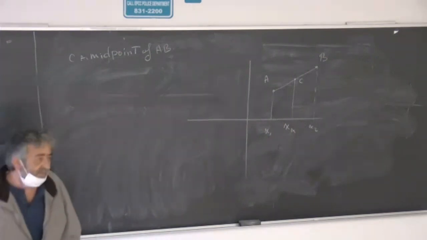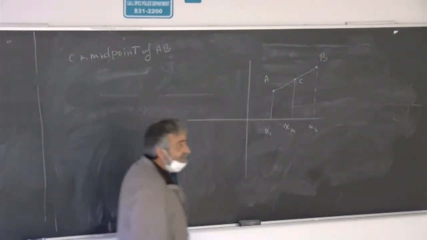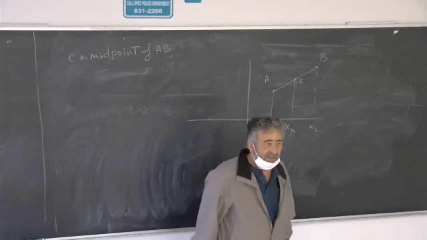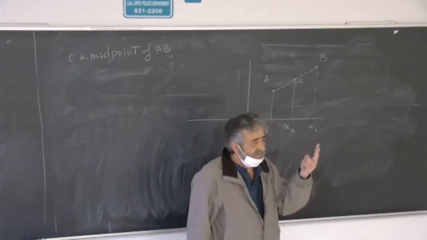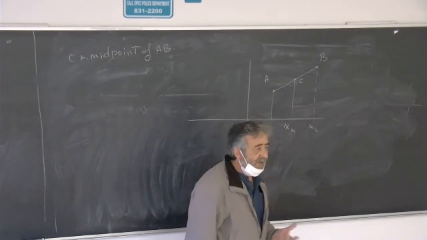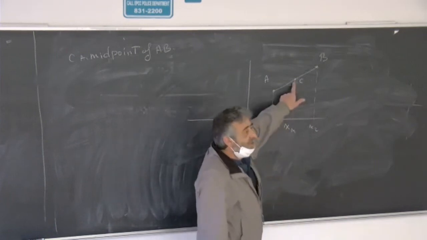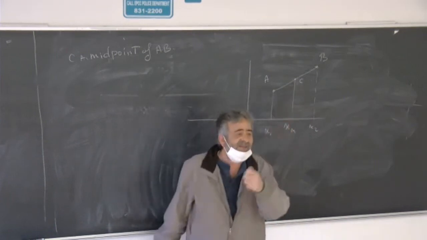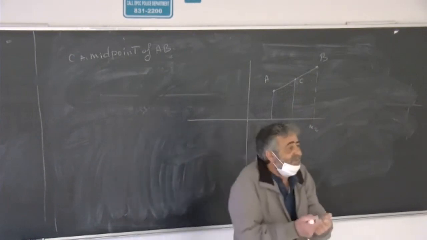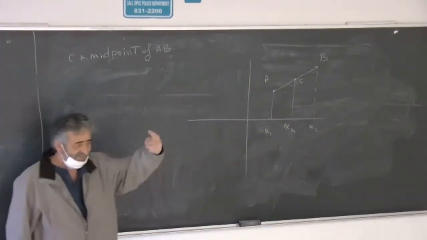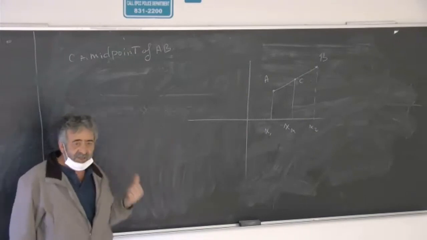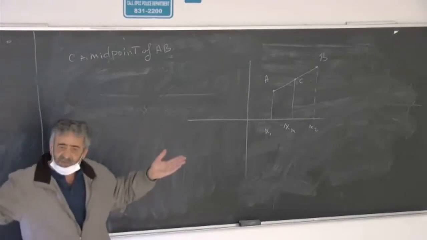First of all, how many numbers am I looking for to figure out the midpoint of a segment? Am I looking for one number or two numbers? Two numbers. Now, why? Because this point has coordinates, yes? And those are the coordinates I'm looking for. And every point on a rectangular coordinate system must have two values.